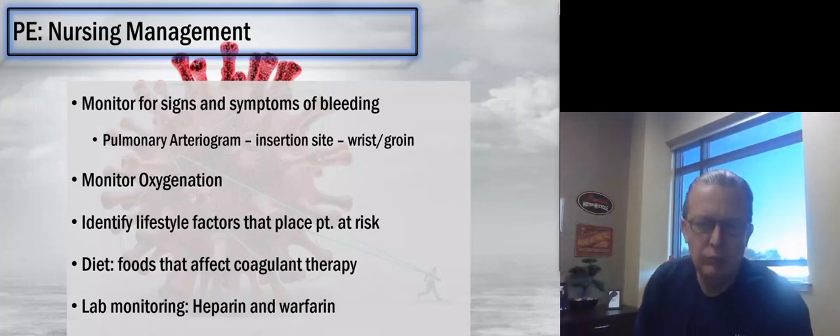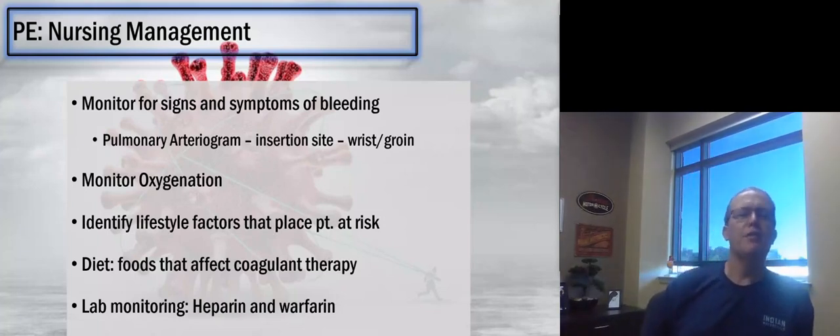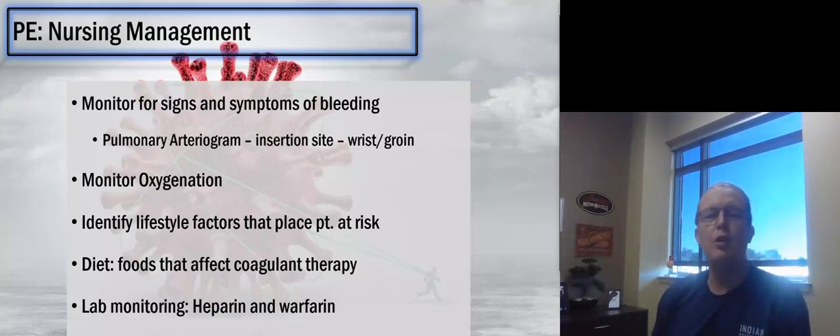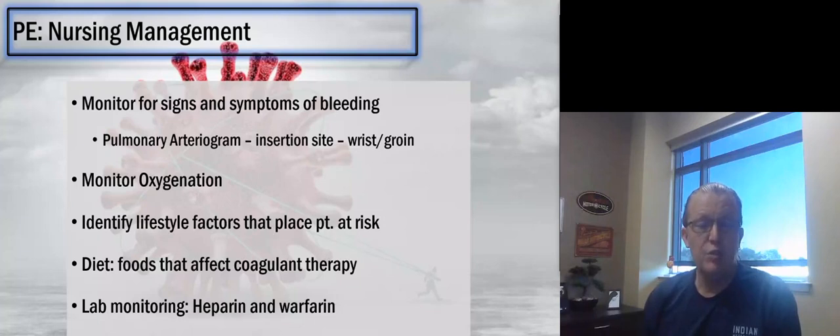So from a nursing standpoint, our primary concerns are nursing management. First of all, we're going to monitor for signs and symptoms of bleeding. These patients will have had some kind of major artery accessed and will have received some form of, if not fibrinolytic, at least an anticoagulant. So these patients are going to be at a higher risk for bleeding. That's going to be something that's got to be a number one priority for us.